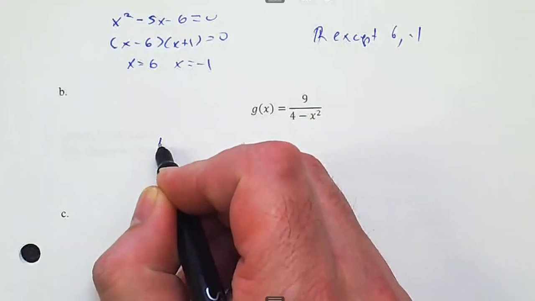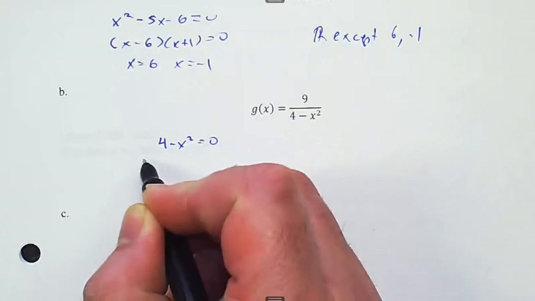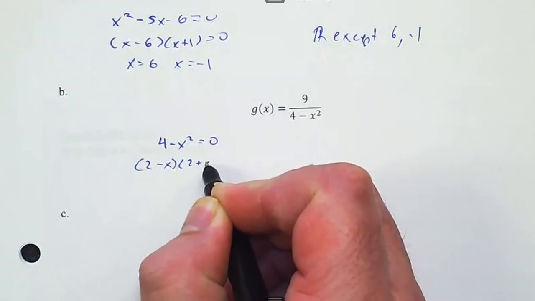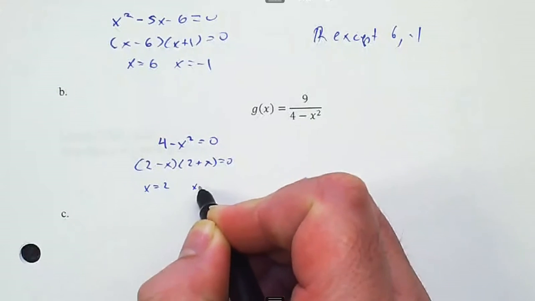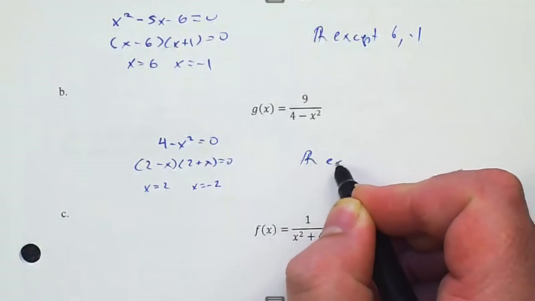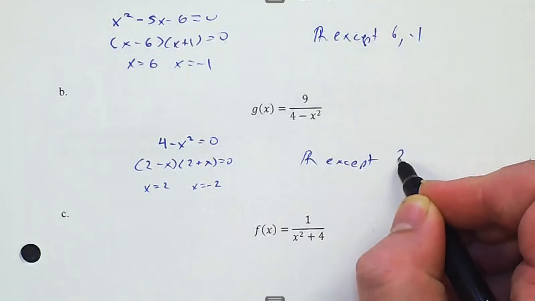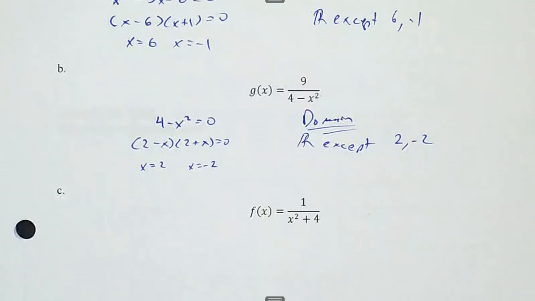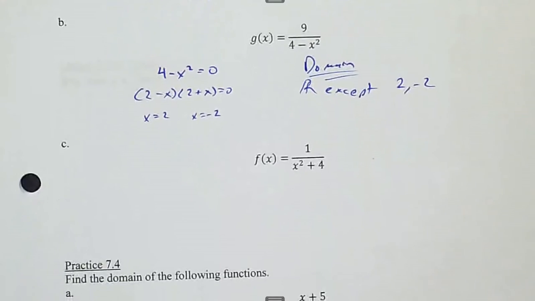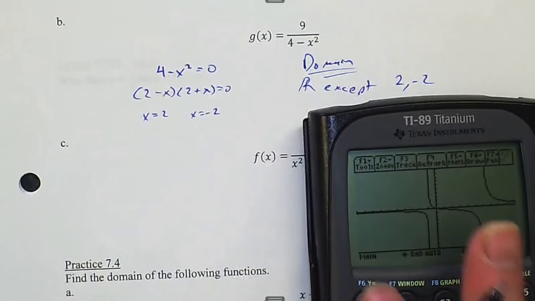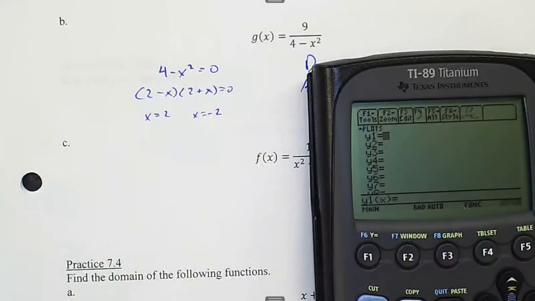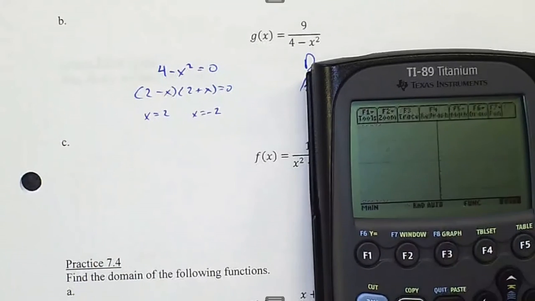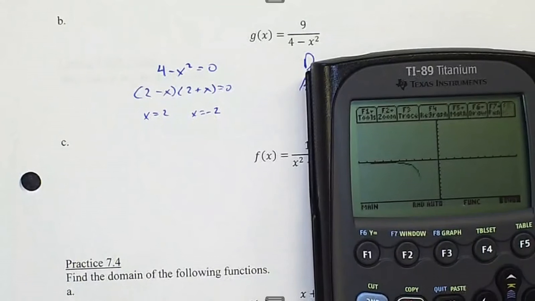Again, I can't divide by 0, so whatever makes 4 minus x squared equal to 0 needs to be removed. So that's x equals 2 and x equals -2. So my domain is all real except 2 and -2. Remember, that's the purpose. We're finding the domain, which is extremely important to know for your function for many reasons. Let's take a look at the graph. All right, we should see a vertical asymptote at -2 and another one at +2.